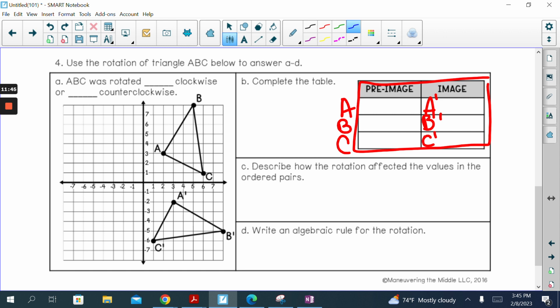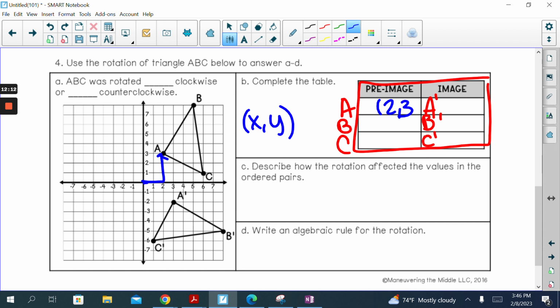Beautiful. All right. So I'm going to go ahead and fill it in, because you should already have filled it in. Go ahead and check your answers. So original A, remember it is left and right, X, Y, where X is left and right, and Y is up and down. So A is 2 to the right and 3 up. So you have 2, 3.